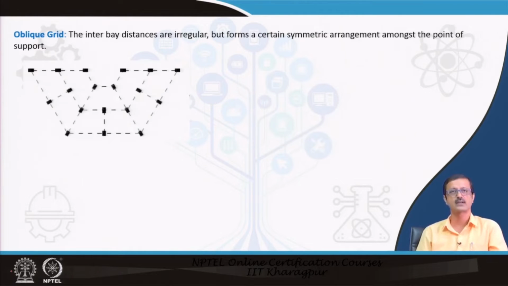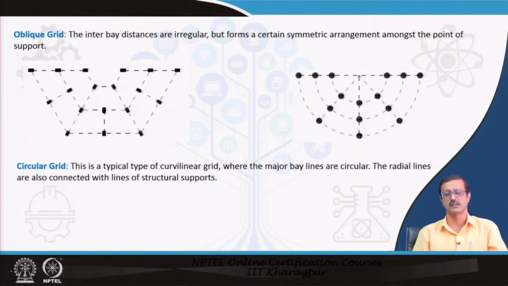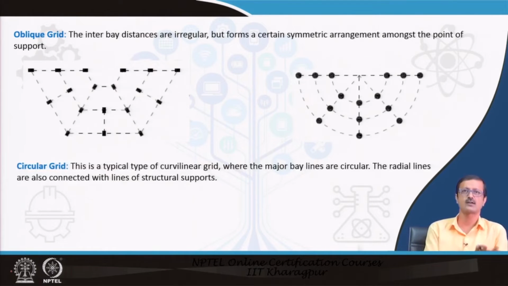There may be an oblique kind of grid also. This is also a kind of merge between the rectangular grid and the curvilinear grid. All are measured in linearity, not in a curved line, but may be placed in an oblique way. So, there is some typical change of orientation of the columns, and finally, there may be a circular grid. The circular grid is a derivative of the curvilinear grid, where it exactly follows a particular circular curvature.